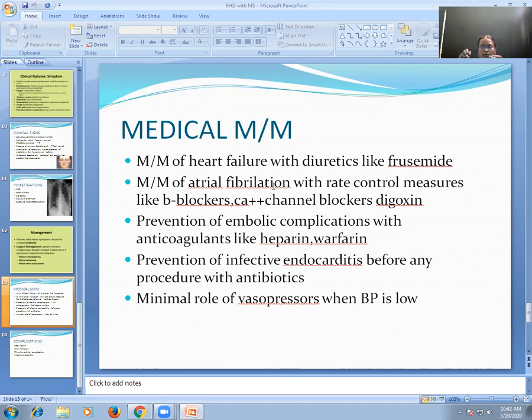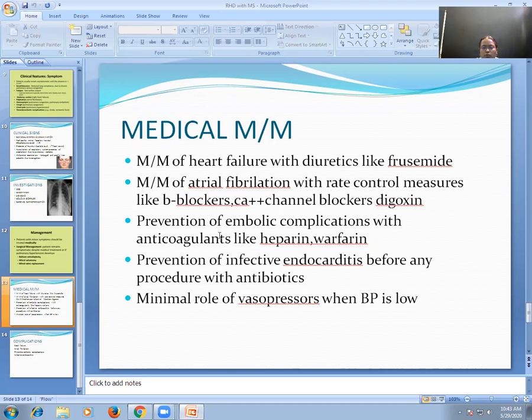Now, how to control heart rate? There are two main drugs: one is beta blocker, the second is calcium channel blocker. With the help of beta blockers, like metoprolol, and calcium channel blockers, like diltiazem and verapamil, you can control the heart rate. Digoxin is also used to control heart rate.